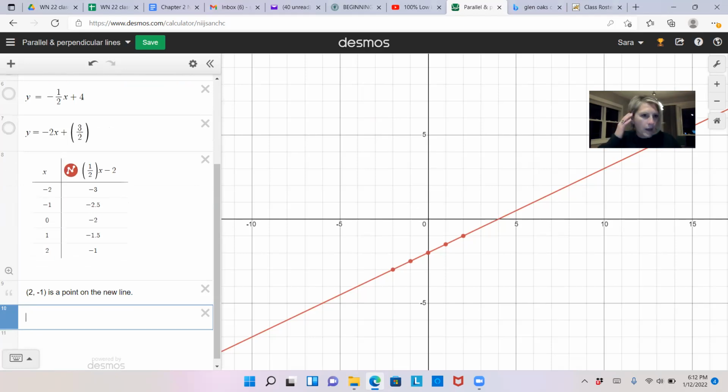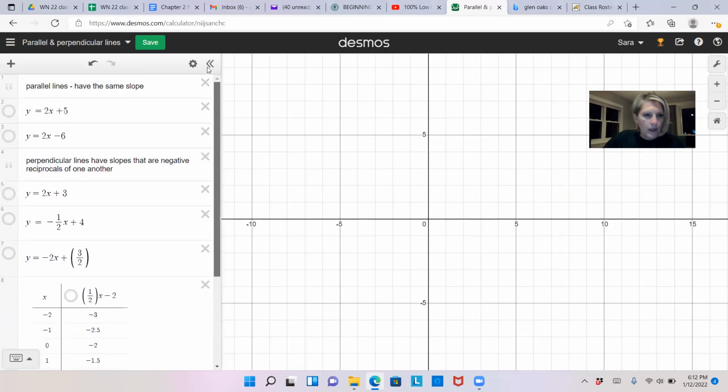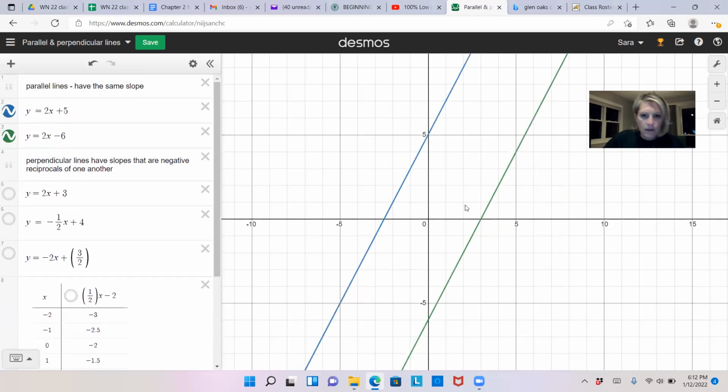So we created parallel lines, we created perpendicular lines. Those are the perpendicular lines that we created. And then I'm going to go up here and turn on the 2 parallel lines that we created. So that's exciting.